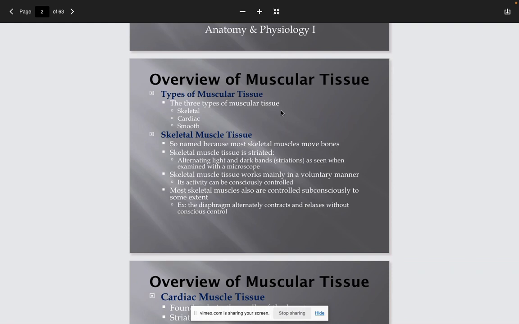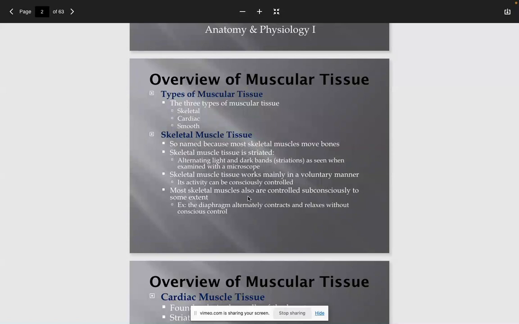So skeletal muscle tissue is named skeletal muscle because skeletal muscles move bones. And again, skeletal muscle tissue is striated. This is just alternating light and dark bands called striations whenever you see them underneath a microscope. Skeletal muscle tissue works mainly in a voluntary manner. Again, voluntary means conscious. We consciously move our muscle in order to make our bones move. So its activity can be consciously controlled.